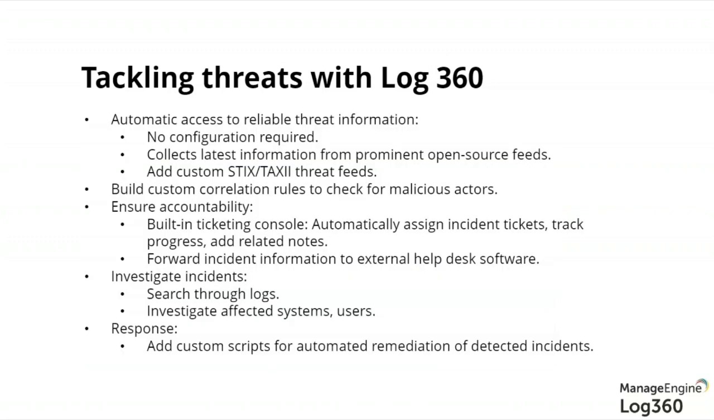So you can see here the various features that Log 360 provides. It gives you automatic access to reliable threat information. If you aren't already subscribed to any threat feeds, you don't have to worry because Log 360 retrieves information from pretty prominent open source feeds, and these are really reliable as well. So you can be assured that you have access to really good threat information, and you don't even need to configure anything on the product. So the second you start monitoring events on your network, Log 360 automatically starts checking it with the threat feeds.